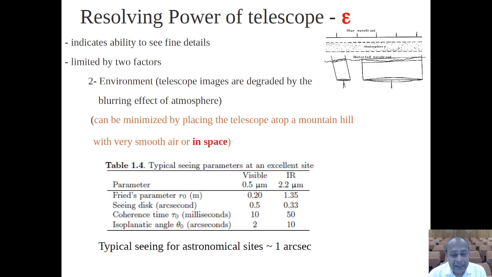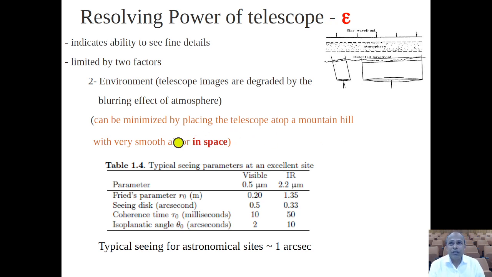Now the second factor on which resolving power depends is the environment. Basically, telescope images are degraded by the blurring effect of the atmosphere. You can see in this picture, a plane parallel wave front is falling above Earth's atmosphere and is getting distorted. This distorted wave front is what we are actually focusing and collecting with an optical telescope on the ground.